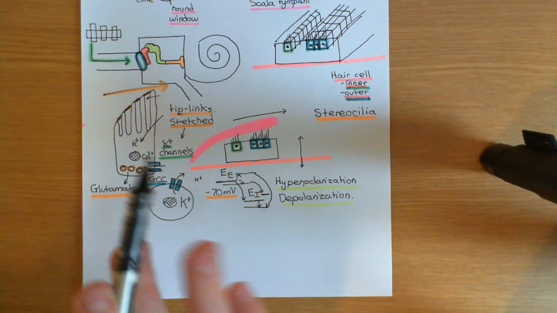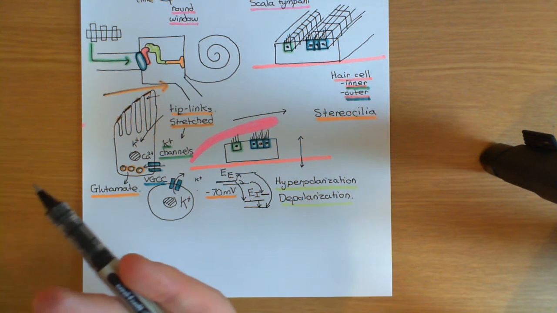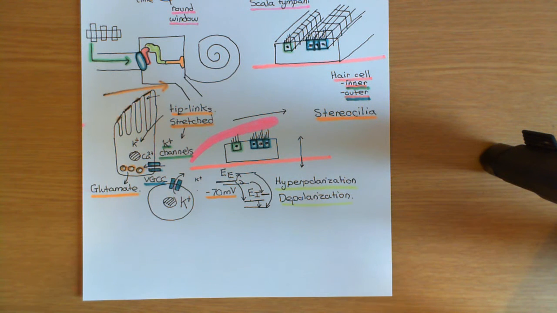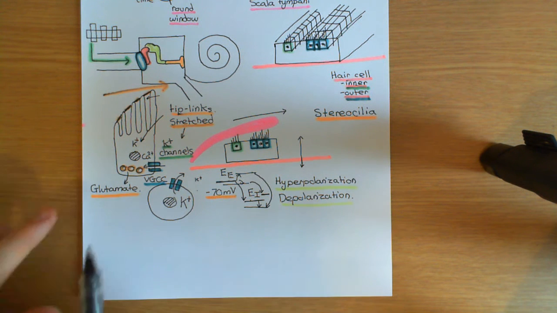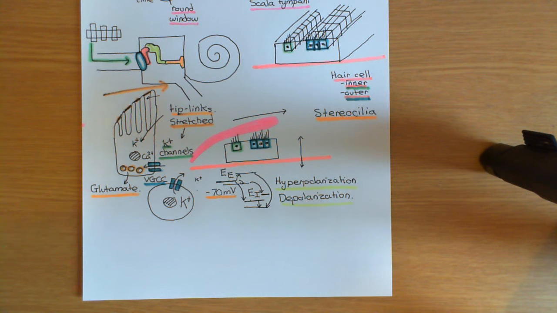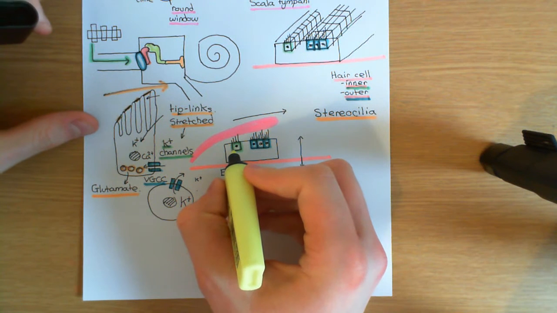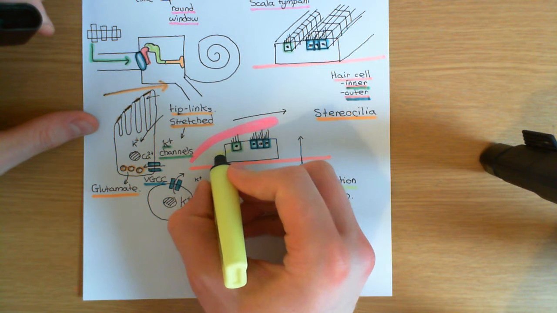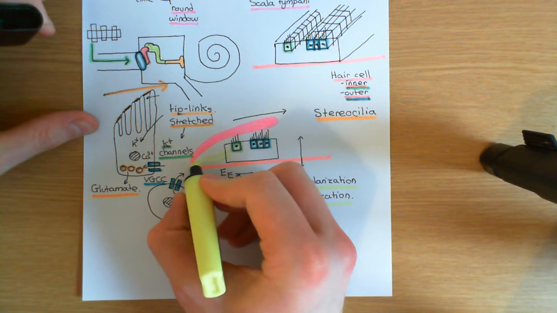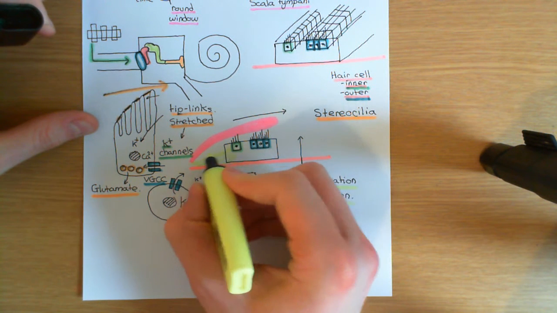There's no action potential behavior going on here, it's just using the electrical potential difference across the cell membrane for signaling purposes. The glutamate that's released is then going to activate neurons, which will then use action potentials and send the signal to the brain. So let me now discuss the innervation of the inner hair cells and the outer hair cells. I'll do this with this yellow pen here. Inner hair cells are innervated by a huge number of different neurons, probably around 20 different neurons.